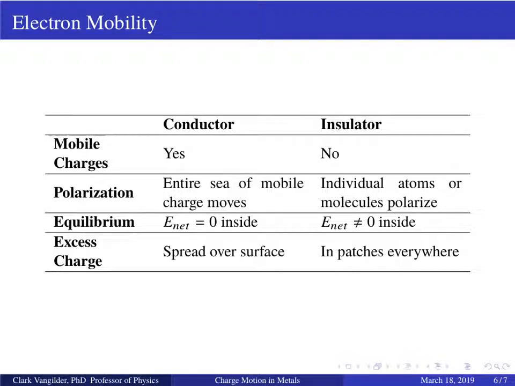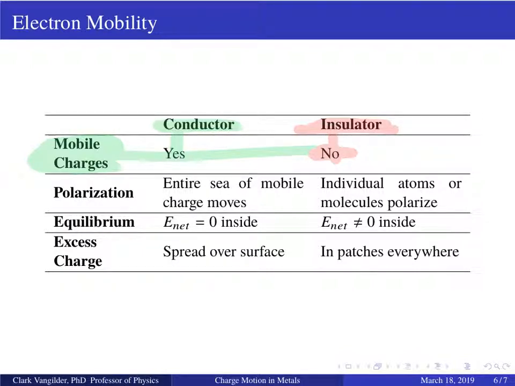All right, so here's kind of a summary. I didn't put that in the handout, now that I forgot about the table. But let's just kind of go through the motions here. So, mobile charges. In a conductor, yes. Well, duh. That's why they're conductors, because they have charges that can move. But in an insulator, no. They don't have charges that can move.